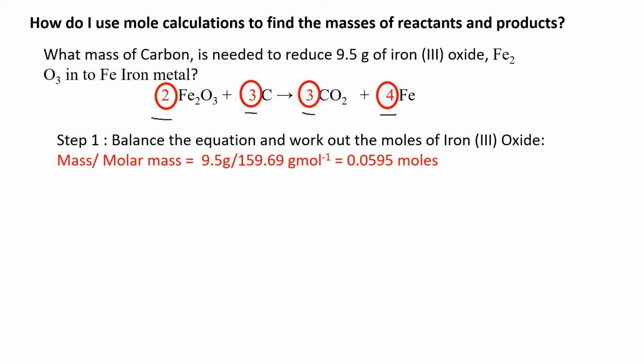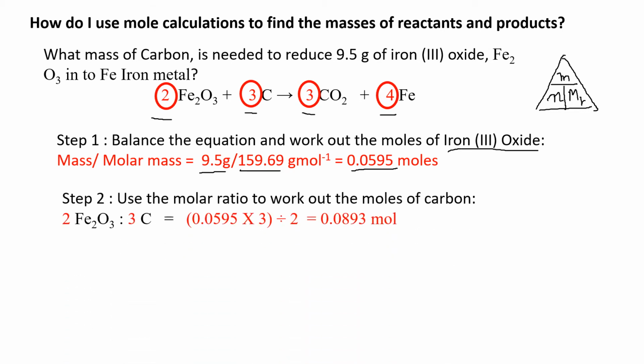Now once you balance the equation, we use the formula triangle, which is mass, moles, and molar mass. In this case we need to work out the moles, hence we use mass divided by molar mass. So you have 9.5 grams divided by 159.69 grams per mole, which produces 0.0595 moles of iron oxide.